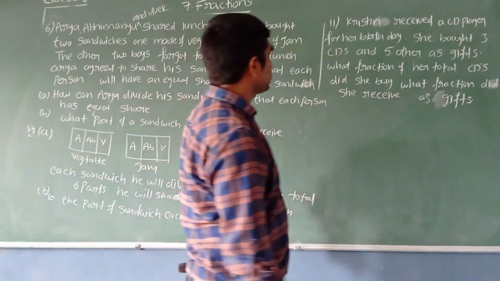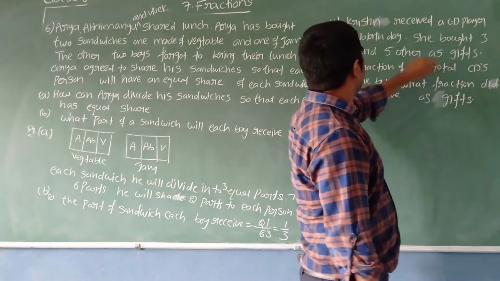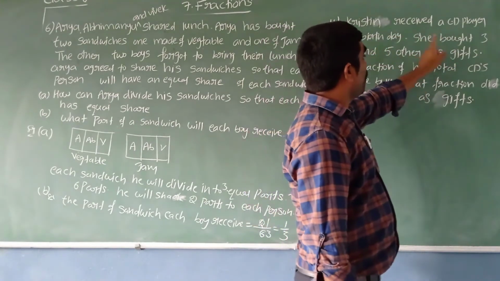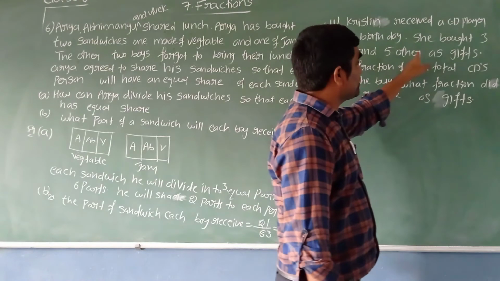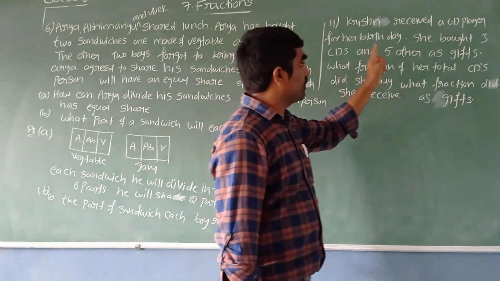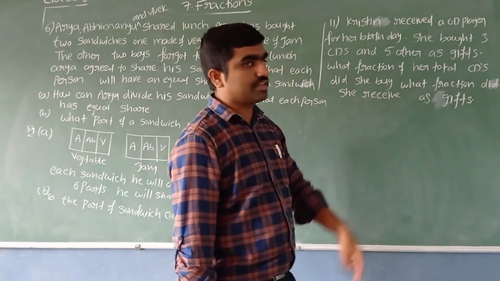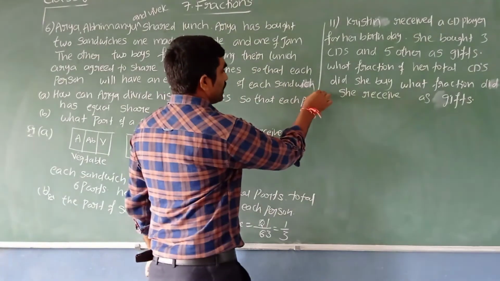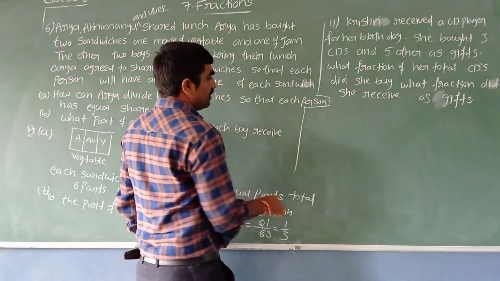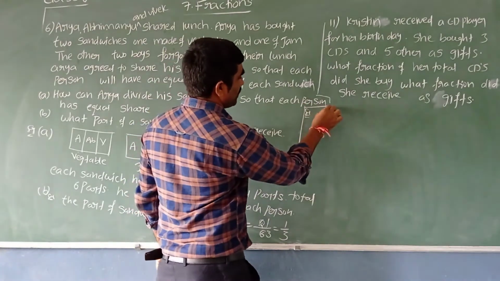We'll see one more. Christine received a CD player for her birthday. She bought 3 CDs and got 5 others as gifts. What fraction of the total CDs did she buy? What fraction did she receive as gifts? See, tell me, in total how many CDs are there here? Yes, let me go for the solution, beta.